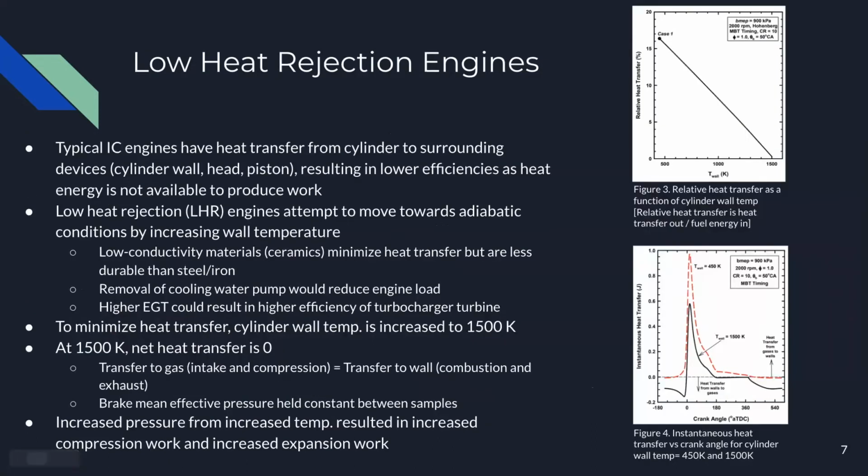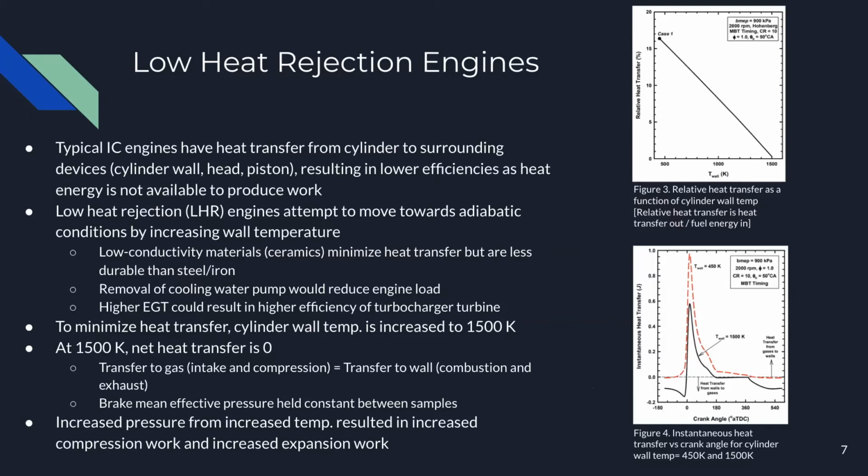So the first model that I'll be discussing is the low heat rejection model. In this case, we typically see a large heat loss through the cylinder wall, the head, and the piston that result in a lower efficiency in a typical IC engine. So the idea with the low heat rejection engine is that you're going to attempt to move towards an adiabatic condition where the heat loss is brought closer to zero during operation.